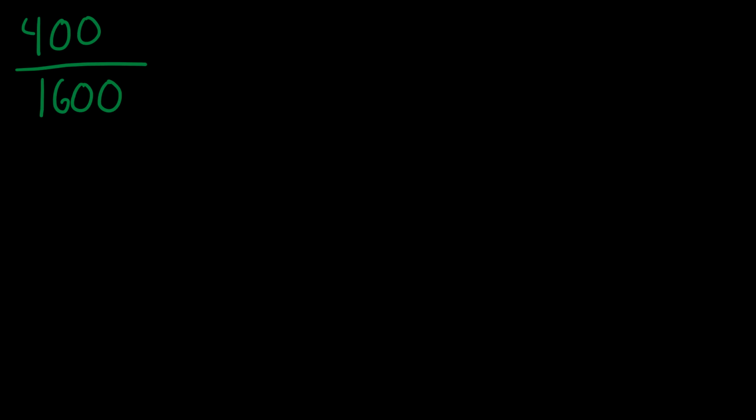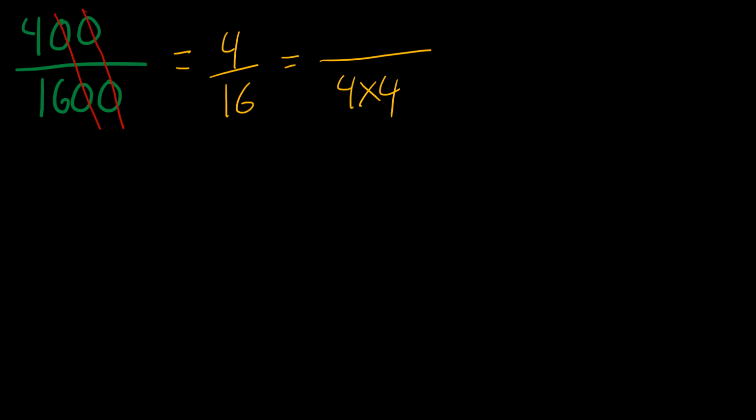In this example, we have 400 divided by 1600. Our zeros would cancel, and we would just be left with 4 divided by 16. And we can rewrite 16 as 4 times 4. And of course, if there's a 4 on top and a 4 on the bottom, it's going to cancel. And so we'd be left with 1/4.